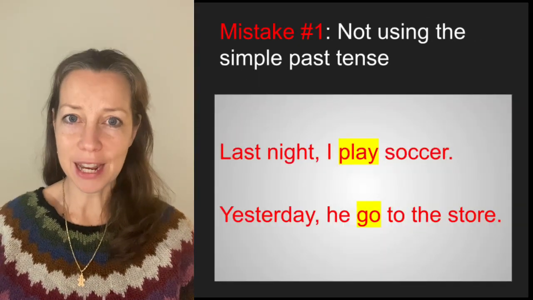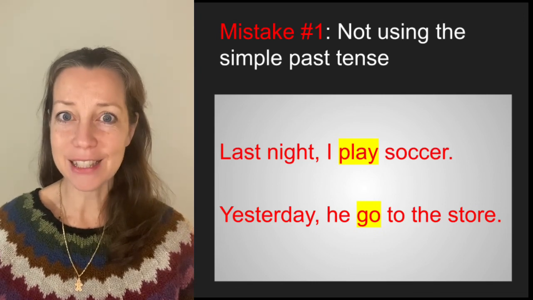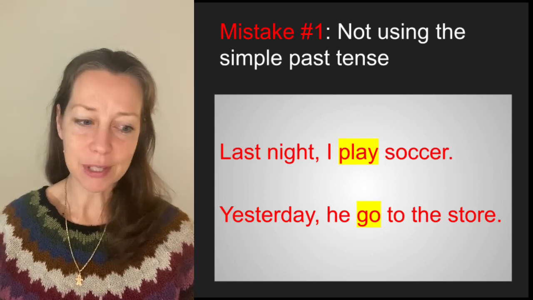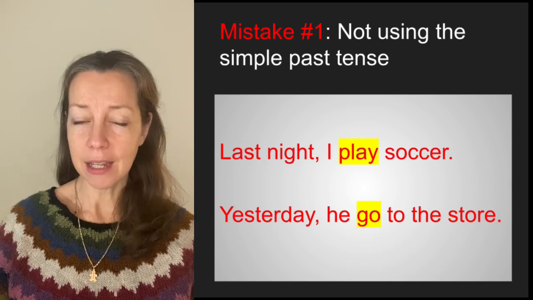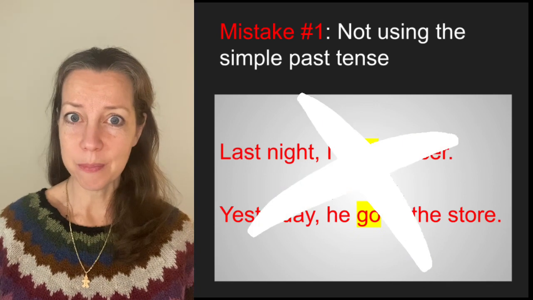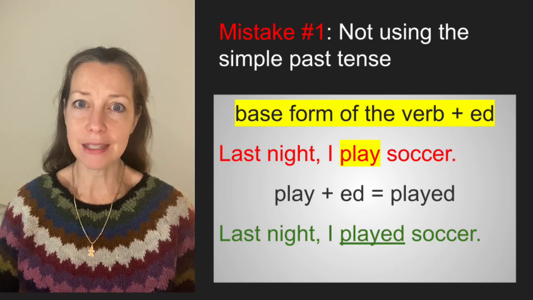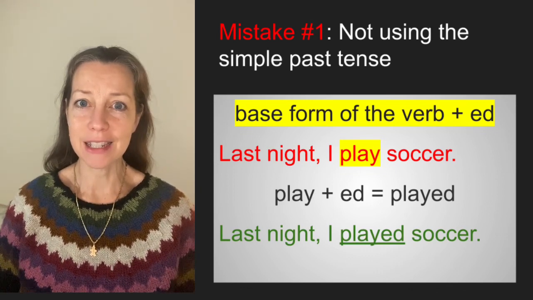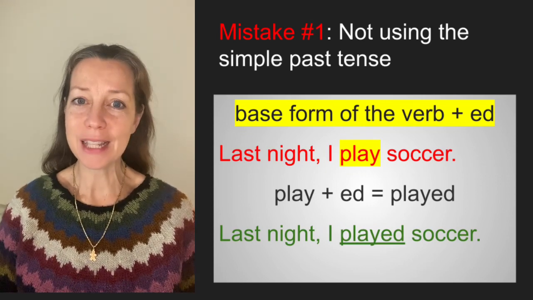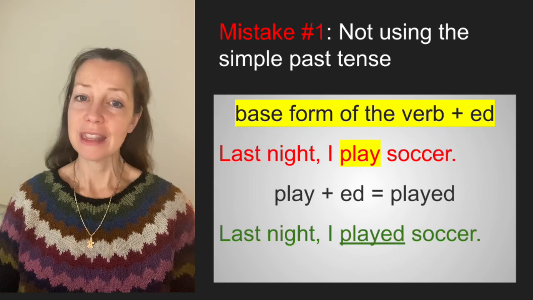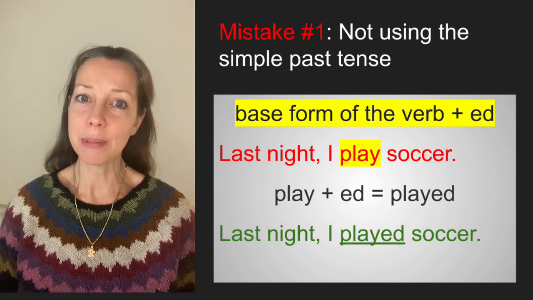Let's look at mistake number 1, which is simply not using the simple past tense at all. Look at our examples. Last night, I play soccer. Yesterday, he go to the store. So let's fix that mistake. The regular form of the simple past tense is very easy to create. Simply take the base form of the verb and add ed. So let's look at what we've done. Last night, I play soccer becomes last night, I played soccer.